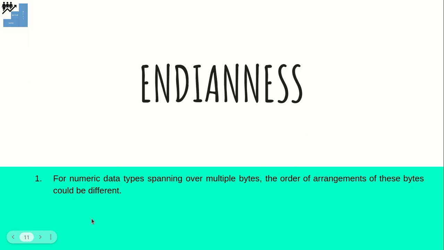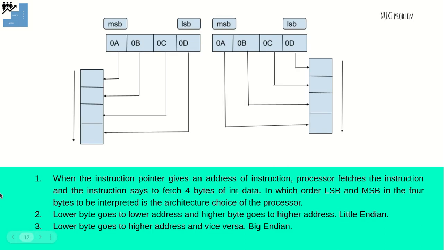Let's move on and see the last topic for this video, which is endianness. So for numeric data types which span multiple bytes, the order of arrangement of bytes could be different, right? This difference of arrangement of individual bytes in data spanning multiple bytes is called endianness. We will see it with the help of an example. For example, here I have replicated an identical data, okay, in the memory.